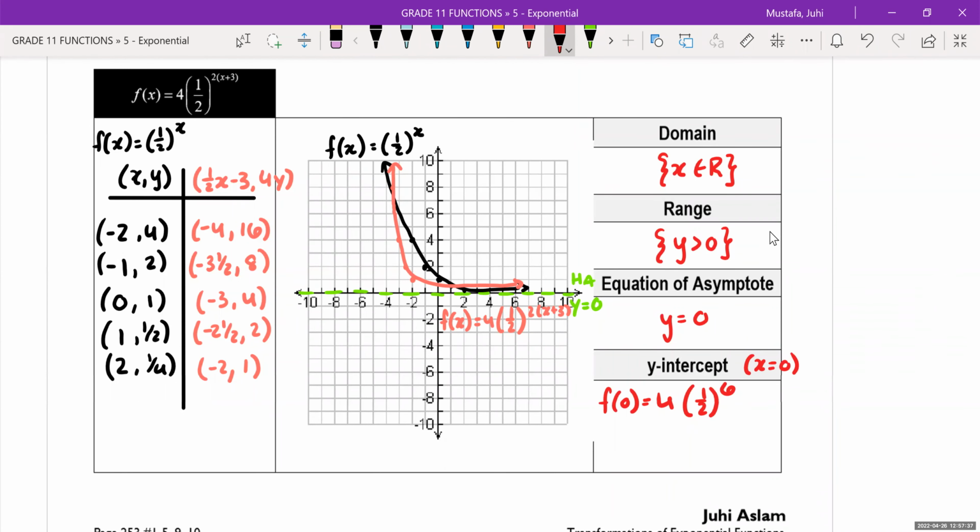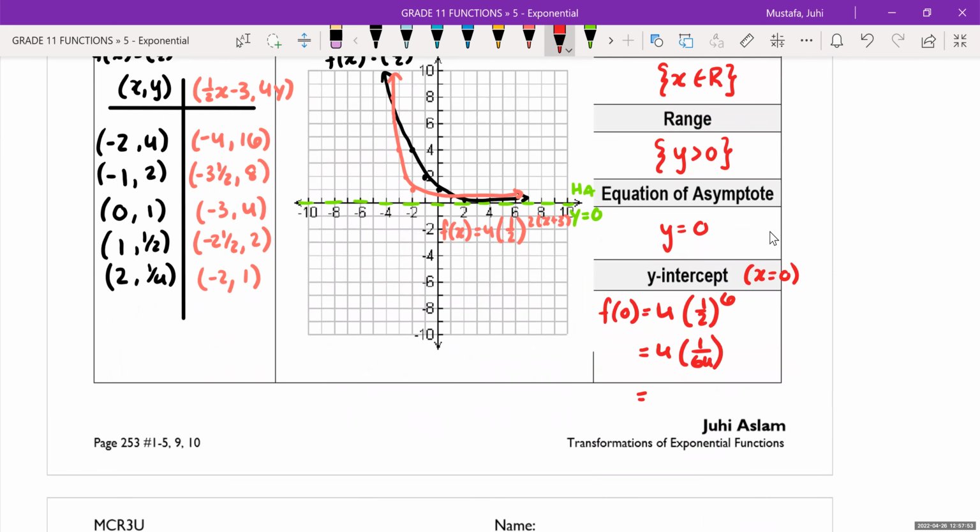2 to the power of 6 is 64. So this is going to be 4 times 1 over 64. And then when I reduce this, it's just going to be 1/16. So therefore, our y-intercept is going to be at 0, 1/16, which is so small that you cannot accurately graph it. But it makes sense. If you look at my line, even though it's not the most accurate, your line should hopefully be very, very close to the x-axis.